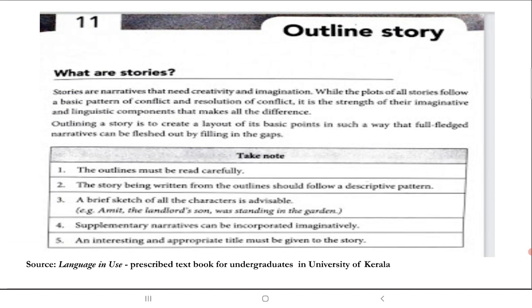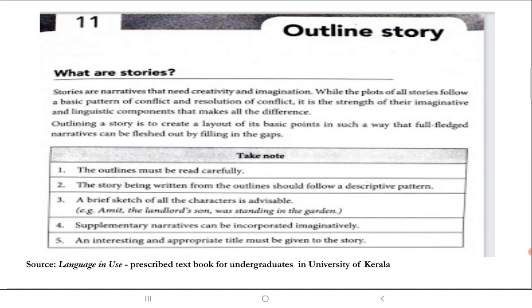Everybody likes stories, you, me, and everybody. While the plots of all stories follow a basic pattern of conflict and resolution of conflict, it is the strength of their imaginative and linguistic components that makes all the difference. Of course, you know that the storyline will be the same mostly, because definitely there will be a problem within the story, and it will be about how the hero or heroine or whoever are placed as major characters are overcoming that problem.